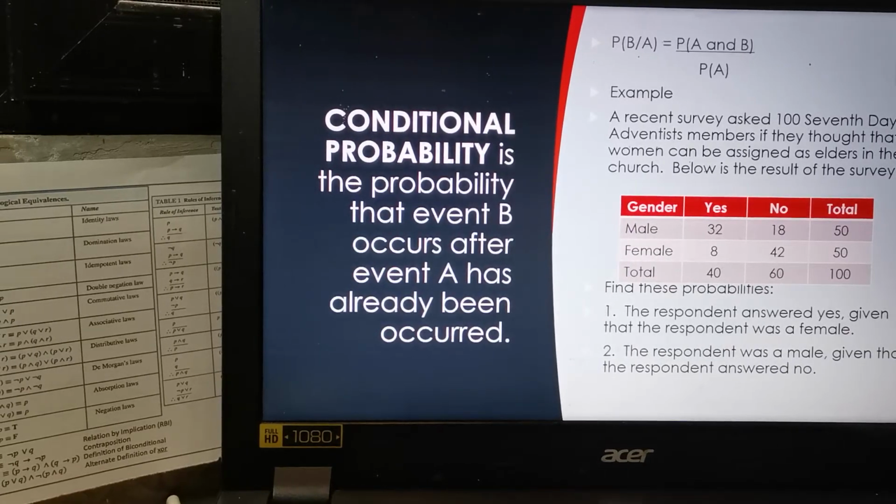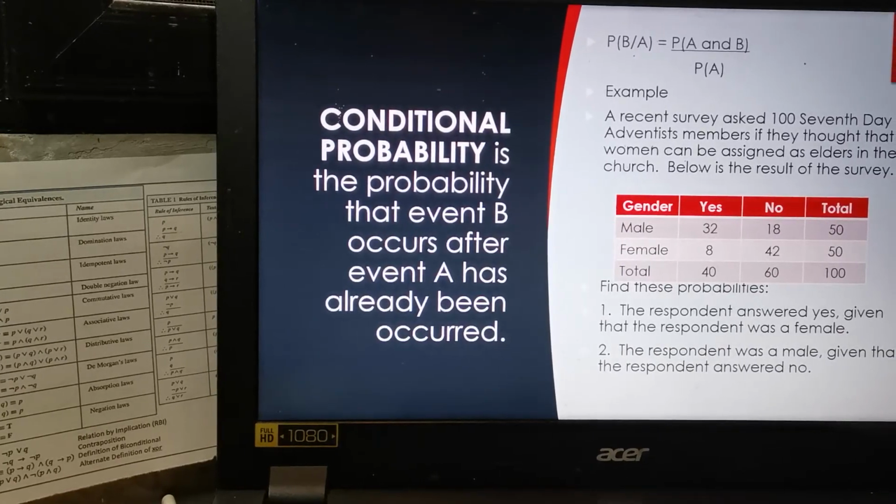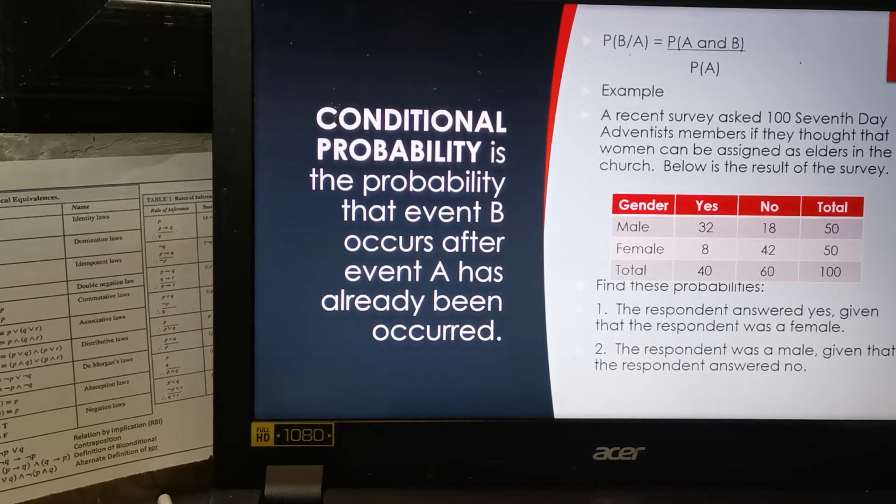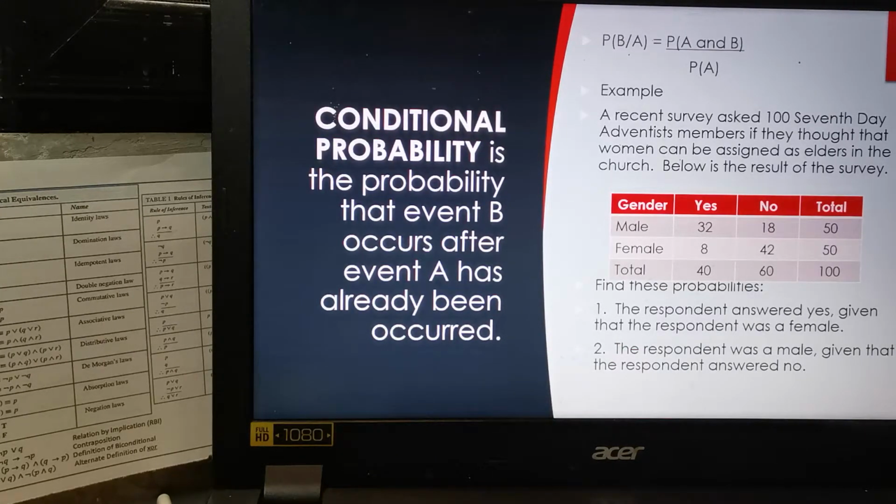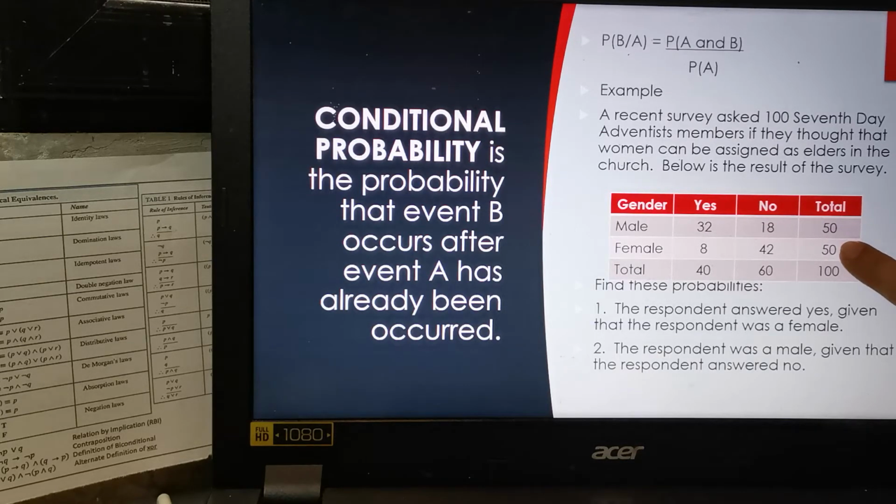So, a recent survey asked 100 Seventh-day Adventist members if they thought that women can be assigned as elders in the church. And below is the result of the survey. This is not a real survey and the data are not real. It's just an example, okay? We have 50 male and 50 female.